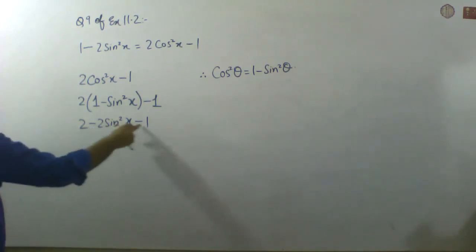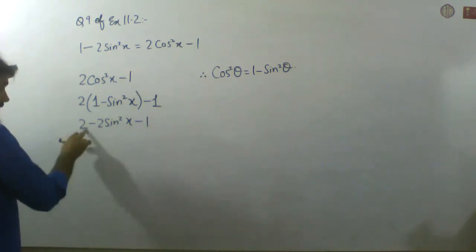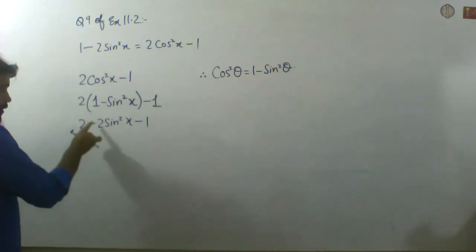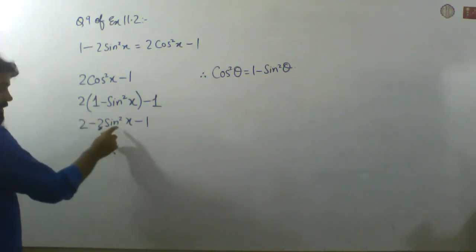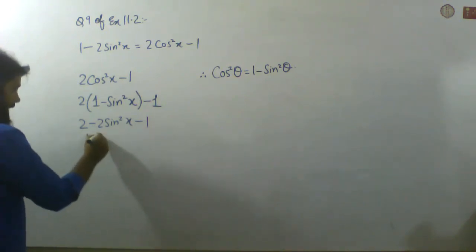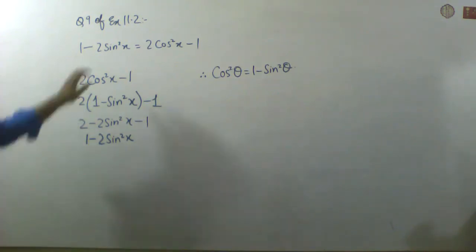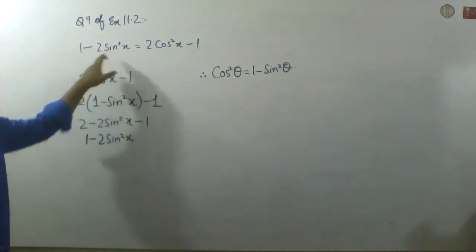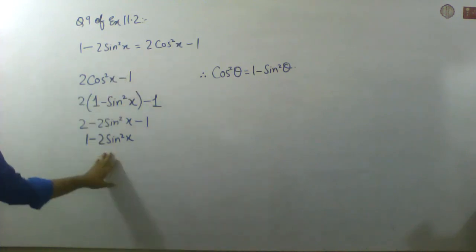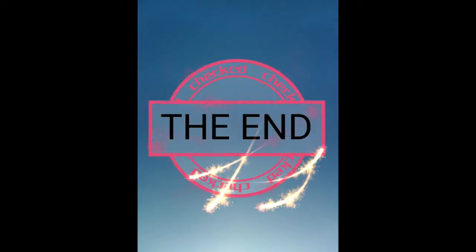Now 2 minus 1 can be solved. Be careful: don't subtract these two terms and make it 0, because 2 is a coefficient of the sin square term. So 2 minus 1 is 1, giving 1 minus 2 sin square x, which was the other part of the question. I started from the right hand side, simplified it, and got the left side of the answer.